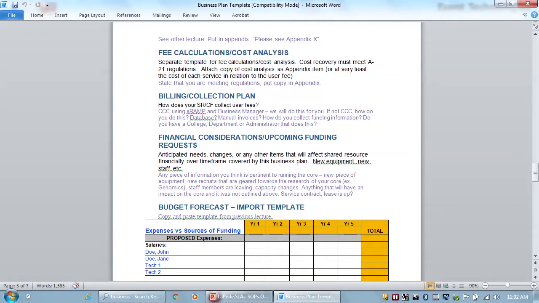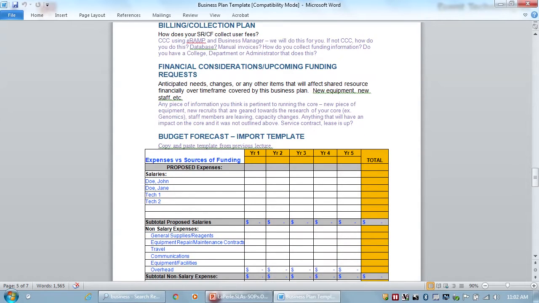And then billing and collection plan. Who does your billing? What process is that followed? Do you invoice on a monthly basis, or do you invoice weekly? How do you do your billing, and how do you do your collections? How long does it take before you submit past due invoices to the university for collections, those types of things? If you were a CCC core, just put Heather does our billing and she does it monthly. But you'll just want to talk about how do you do it? What is your process for that?